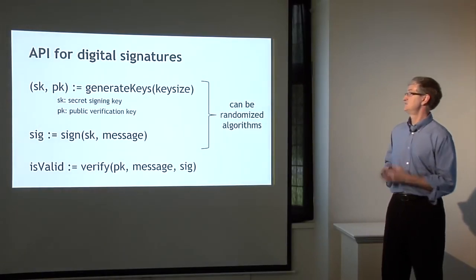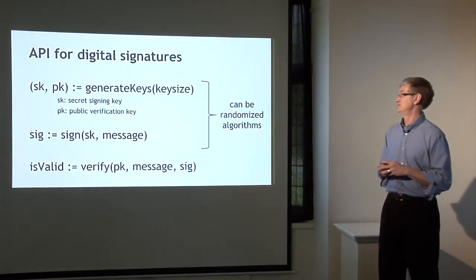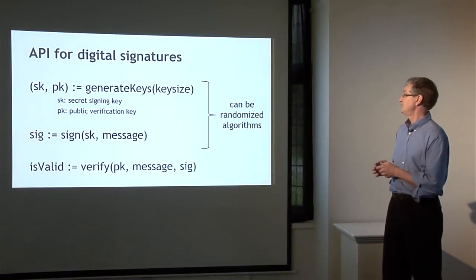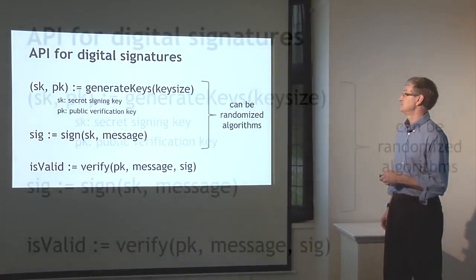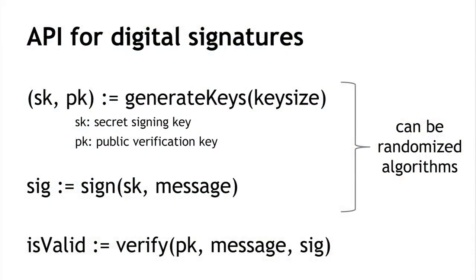So let's get into the nuts and bolts. Here's an API for digital signatures. There are three operations that we need to be able to do. The first is that in the beginning we need to be able to generate keys. We have a generate keys operation, and we tell it a key size: how big in bits should the keys be? This produces two keys, SK and PK. SK is a secret signing key, information you keep secret that you use for making your signature. PK is a public verification key that you give to everybody and that anybody can use to verify your signature when they see it.